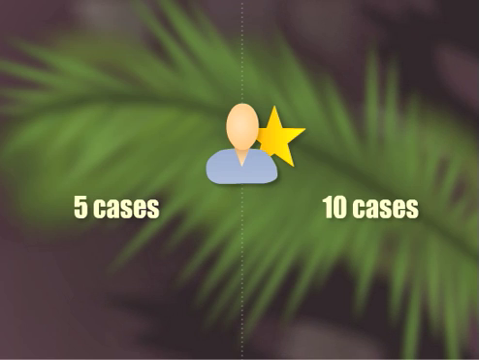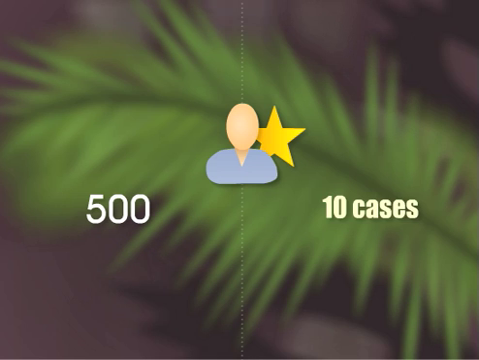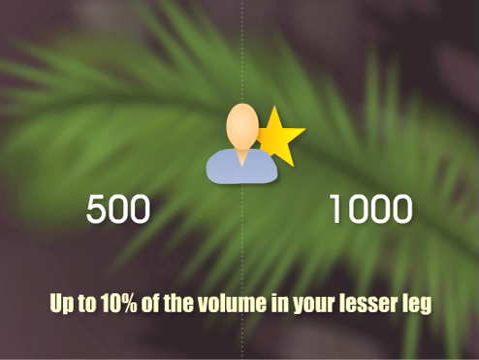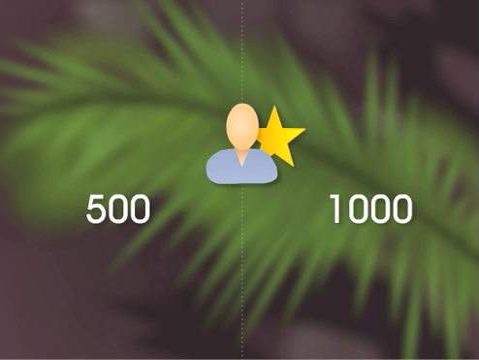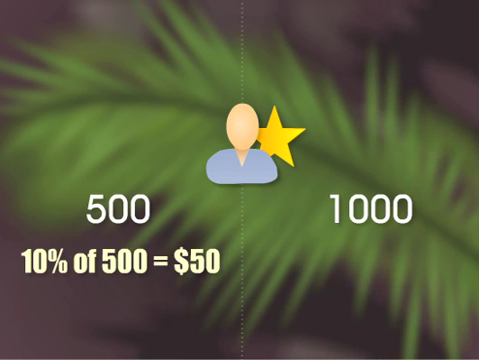You'll remember that each case is worth 100 points. So that equates to 500 points in your left leg and 1,000 points in your right leg. Calculating your commission is extremely simple. It's up to 10% of the volume in your lesser leg. In our example, we see that our left leg is our lesser leg, so our commission for this week, based on 10%, is going to be 10% of 500, which is $50 for this week.